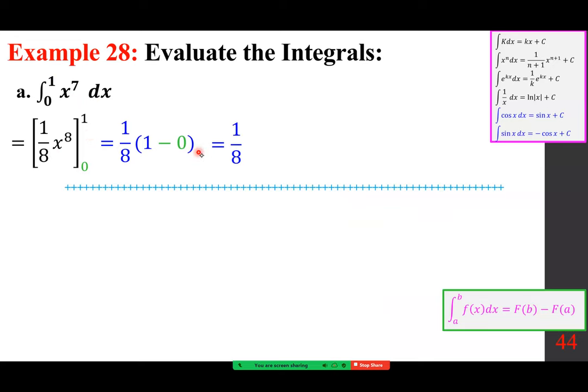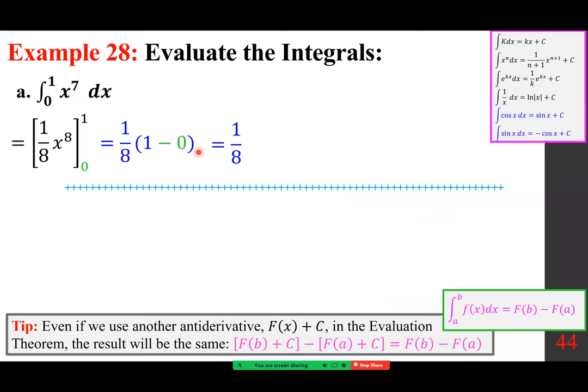And here's the tip. Even if we use another antiderivative, capital F of x plus C, in the evaluation theorem, the result will be the same. Capital F of b plus C minus capital F of a plus C. These two cancel each other. We get the same thing. That's why we don't need to write a constant.